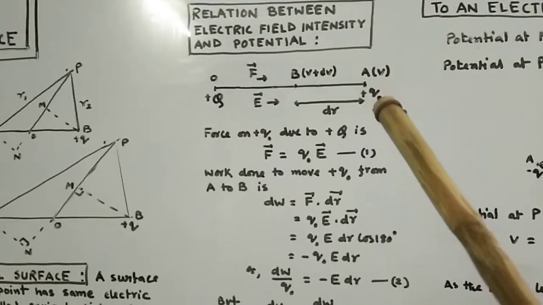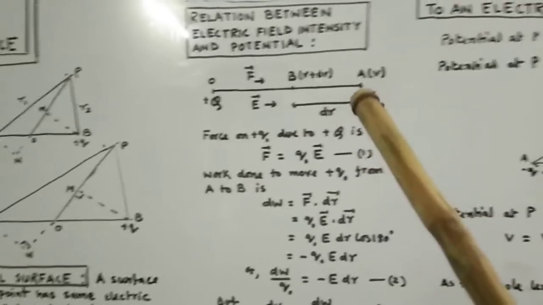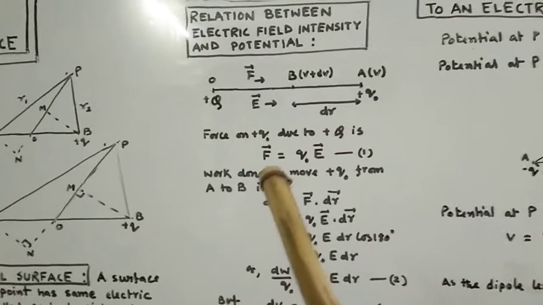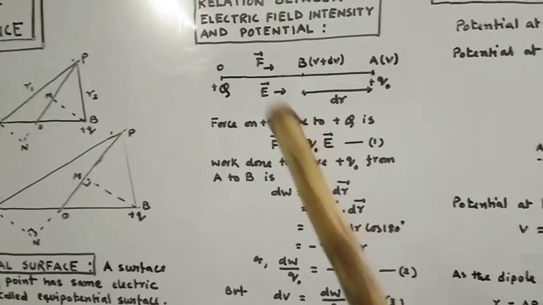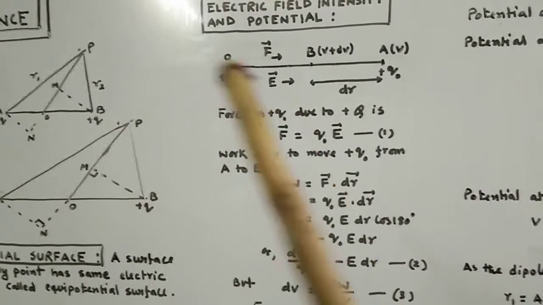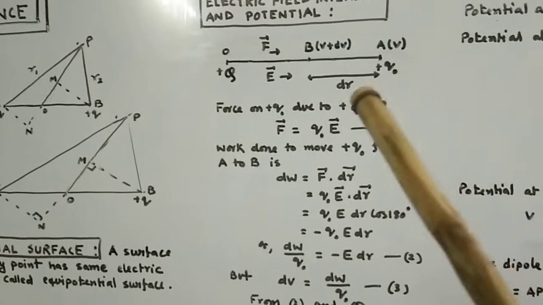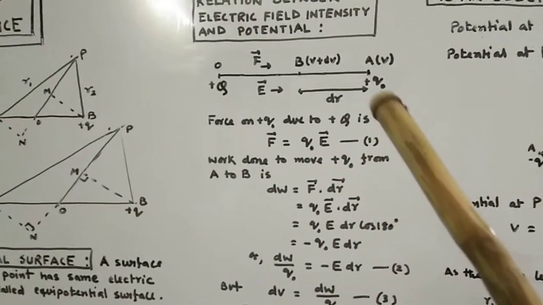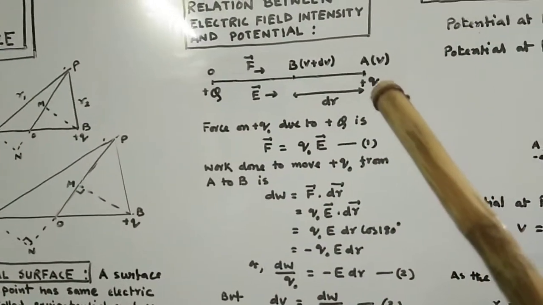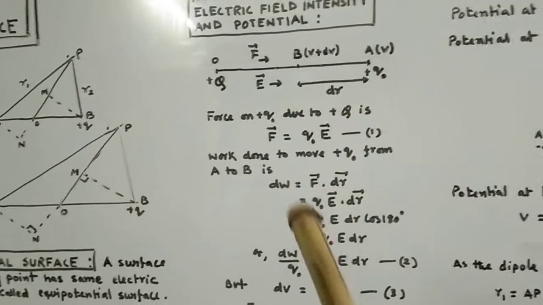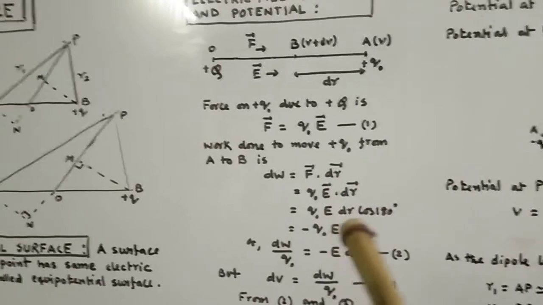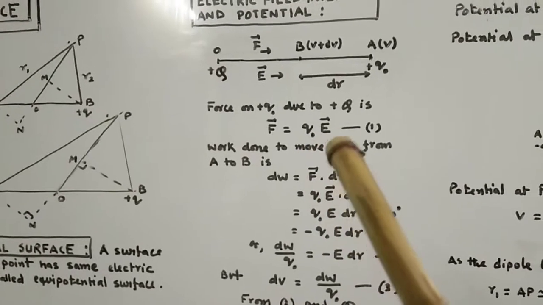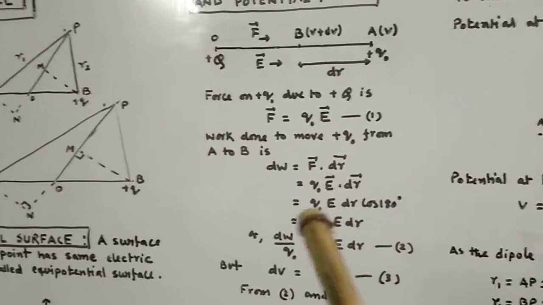So plus Q naught charge is here. If I ask you to find the expression for the force, then the force expression will be Q naught E vector. Force is repulsive force. This magnitude is higher, this magnitude is less. And work done to move the charge plus Q naught from A to B is dW equal to F vector dot dr vector. So F vector equal to Q naught E vector dot dr vector.